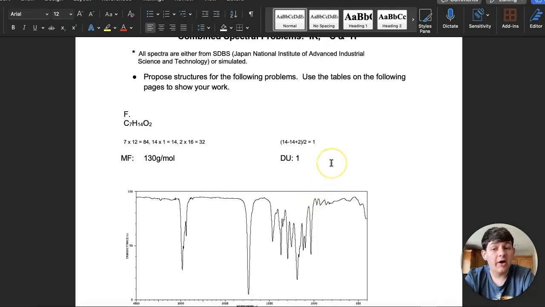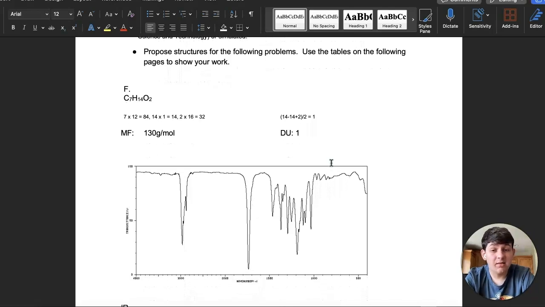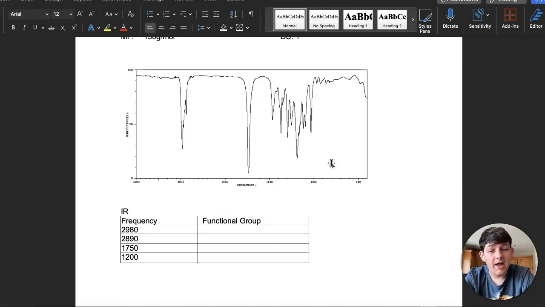That could mean there's 1 aromatic component or there's 1 pi bond. So just from that alone, we can determine we're either going to have some kind of aromatic or we're going to have an alkene, some sort of pi bond somewhere. So we can predict we're going to have a carboxylic acid, an ester, maybe a hemiacetal, something along those lines. So we're going to start with our IR.